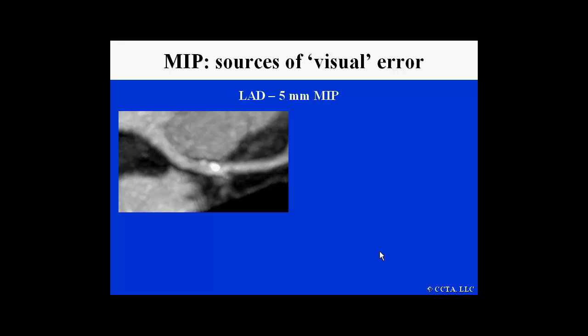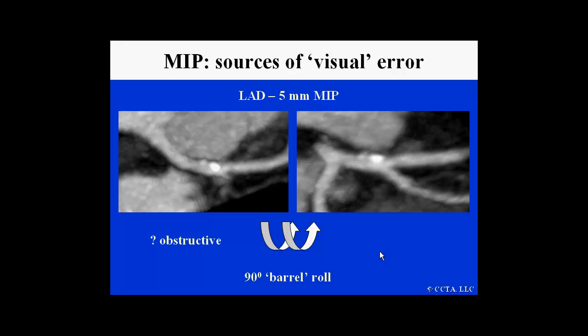Here's another example. This is a left anterior descending artery with a very bright area of calcium. Is this obstructive? By doing a simple barrel roll about this area, I can see easily that this becomes eccentric, non-obstructive plaque.